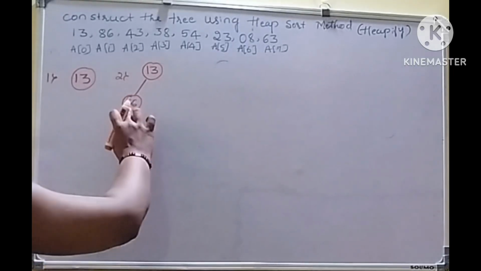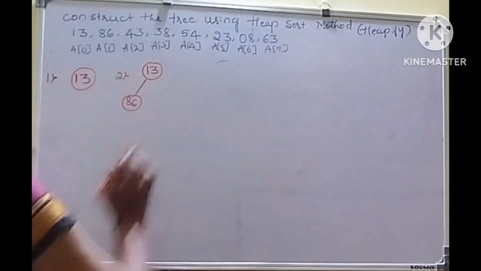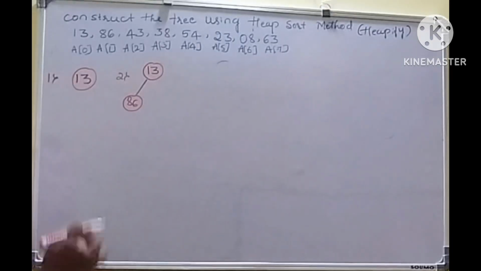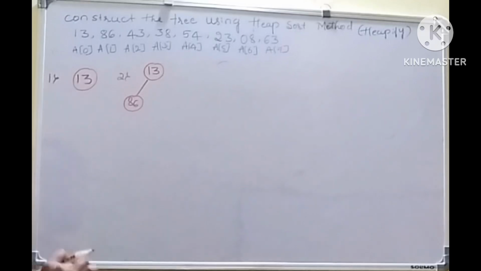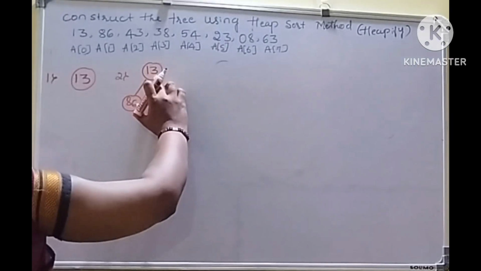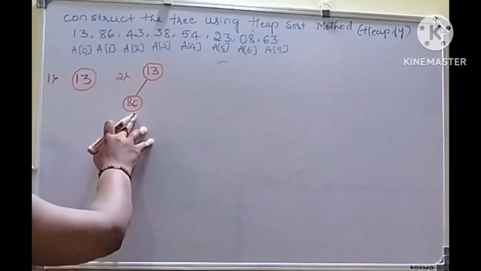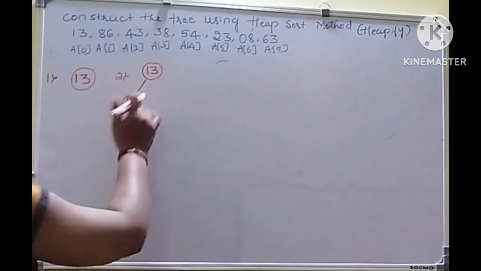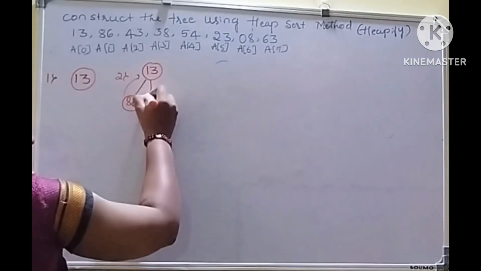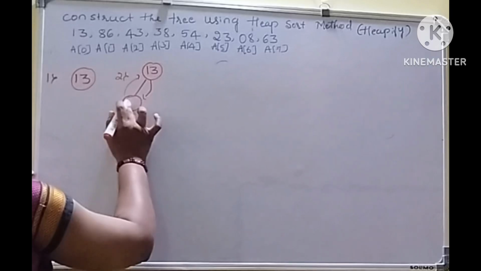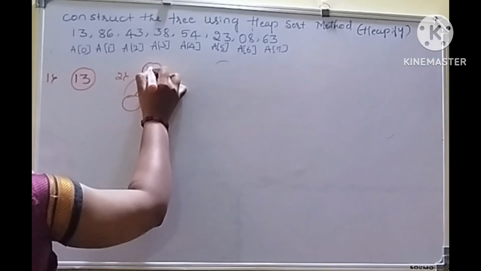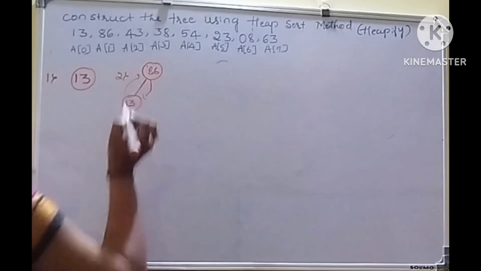Now check the heapify method rule. What is the heapify method rule? The parent node should be greater than its child node. See here, the parent node is smaller than its child node. What we have to do is swap the 2 elements. So 86 will come here, and 13 will go here.